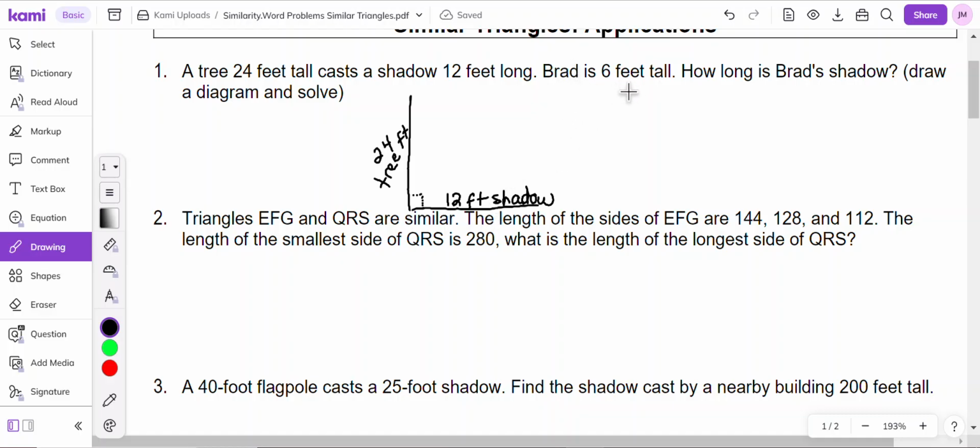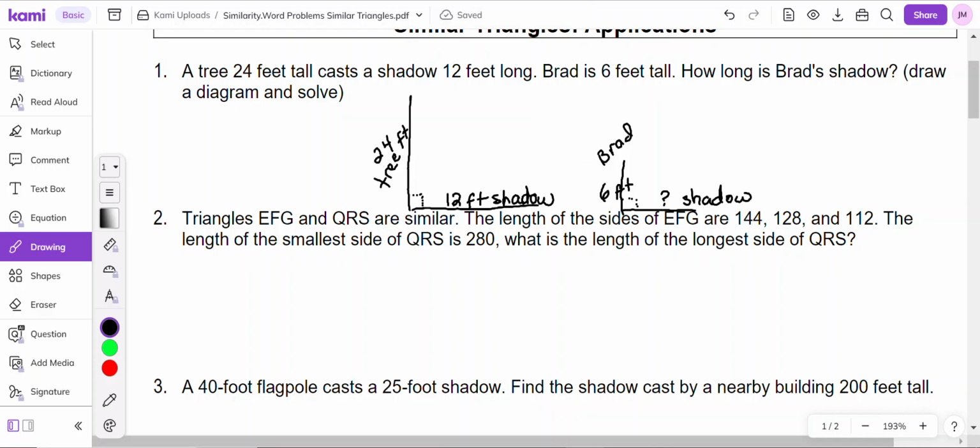Brad is 6 feet tall. How long is Brad's shadow? So this is Brad, and he's 6 feet tall. And we want to know how long is his shadow. And so this is supposed to represent similar scenarios. Do you see it?